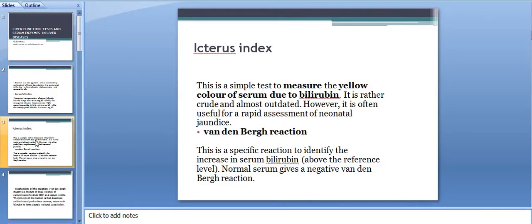Next, the Van den Bergh reaction. This is a specific reaction to identify the increase in serum bilirubin. Normal serum gives a negative Van den Bergh reaction.